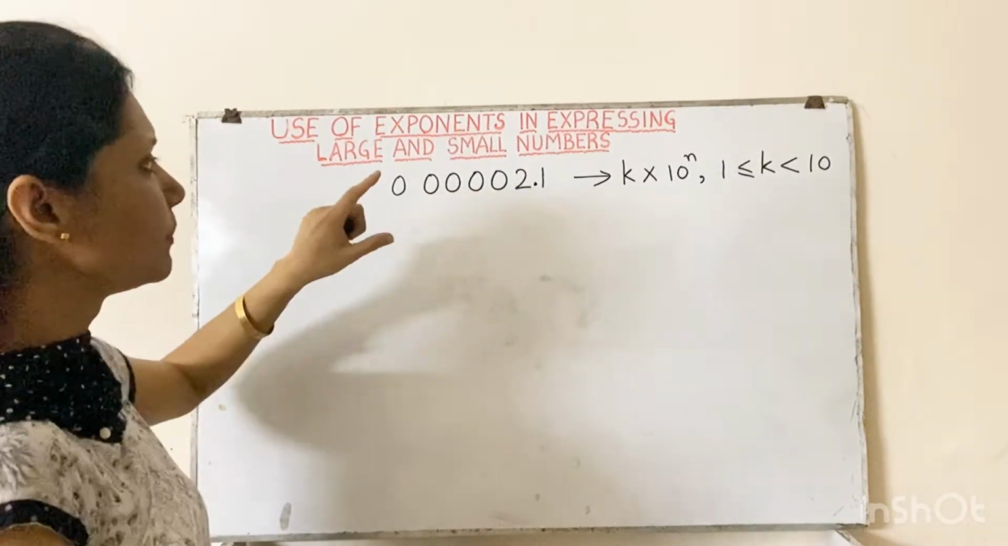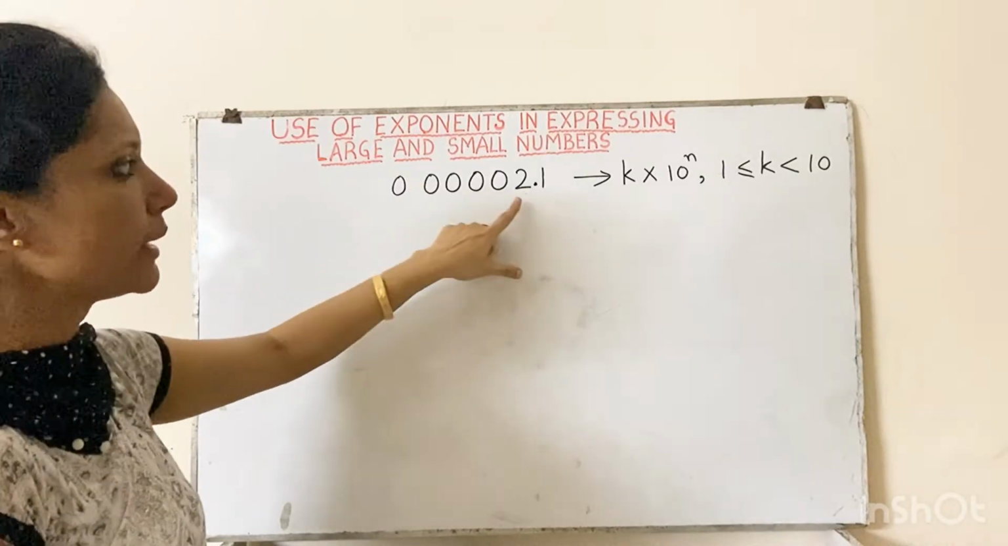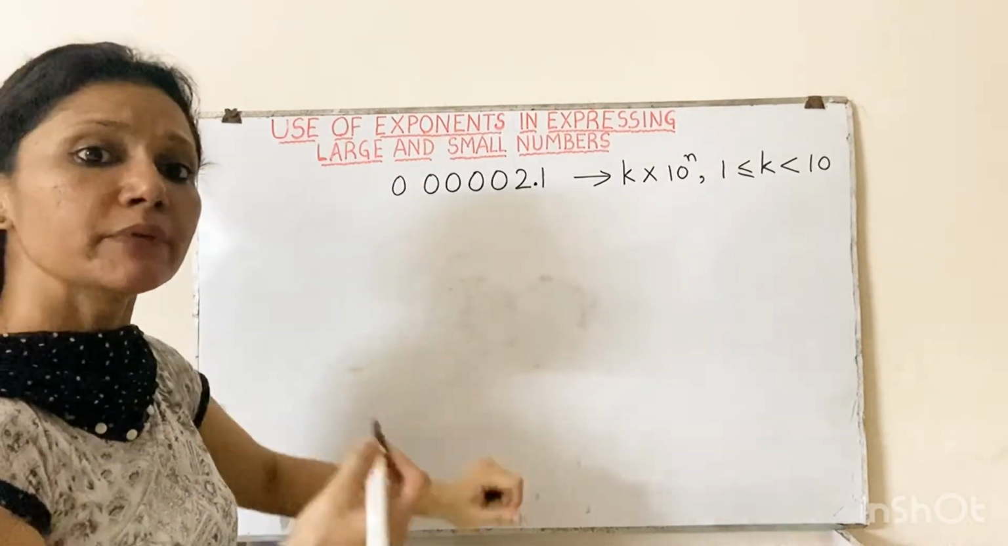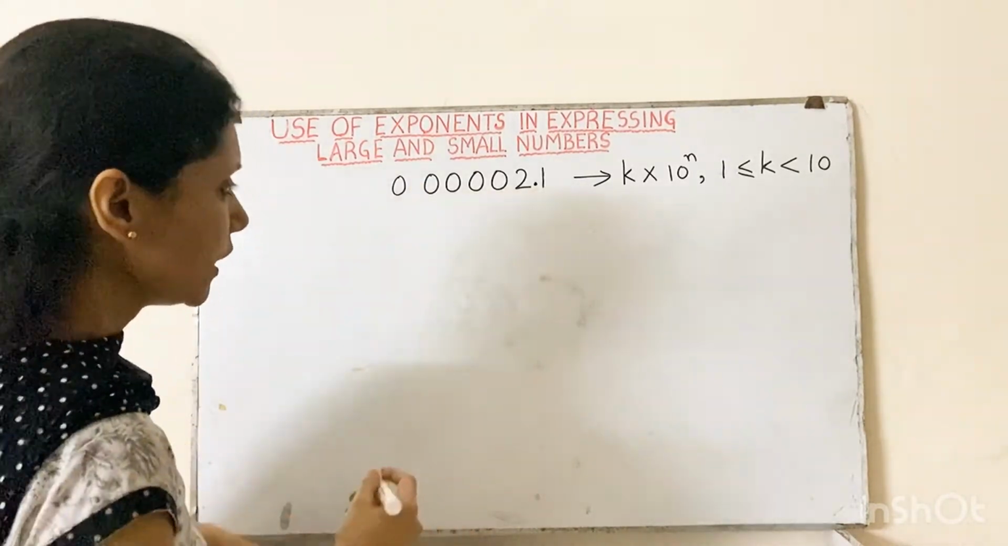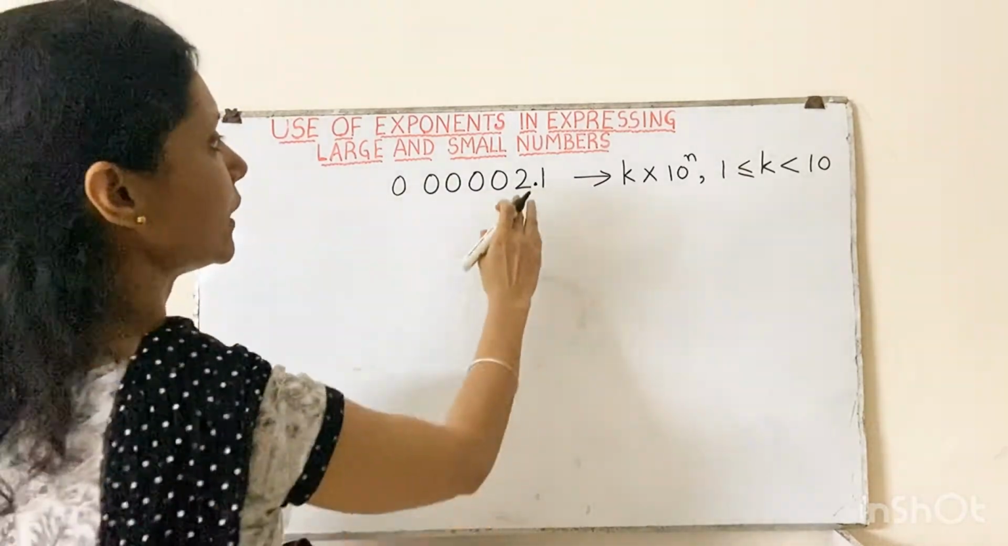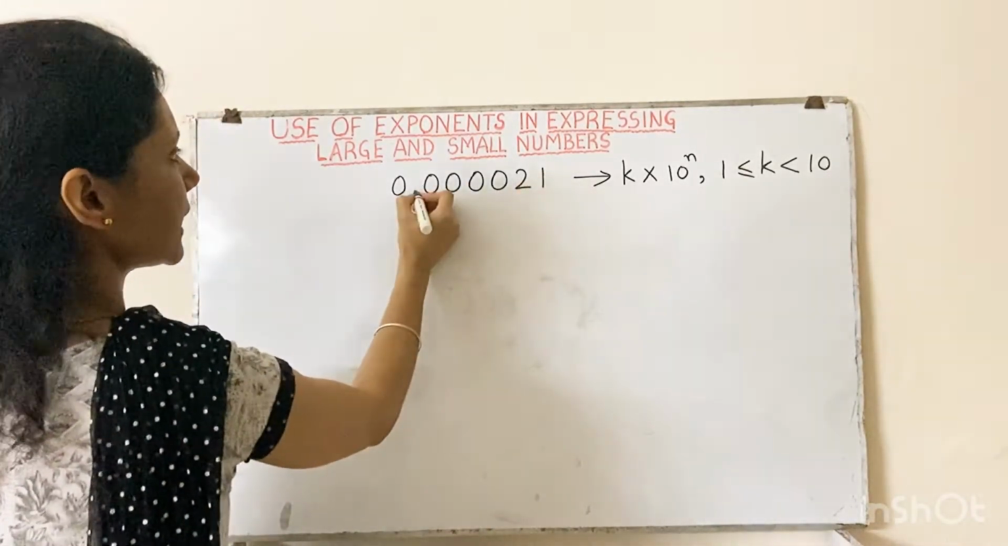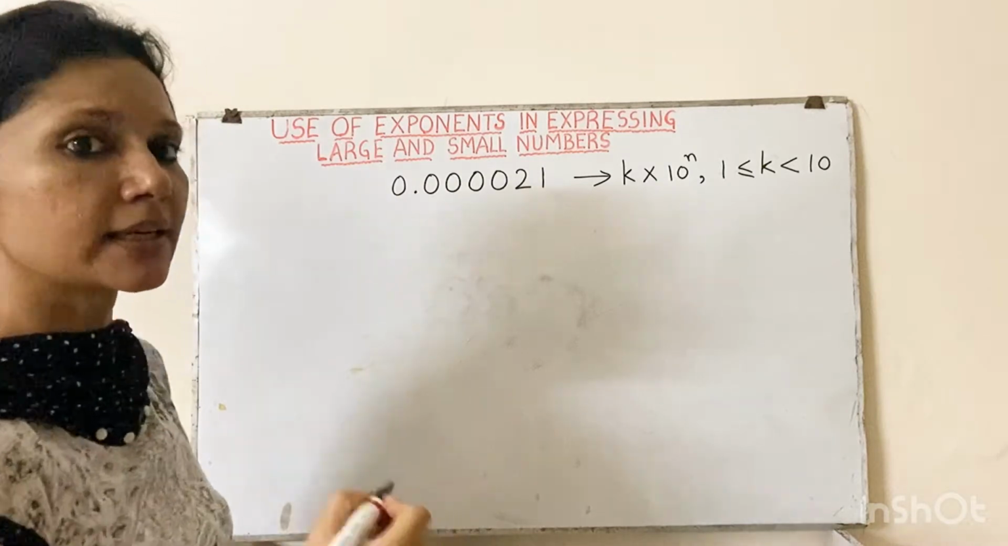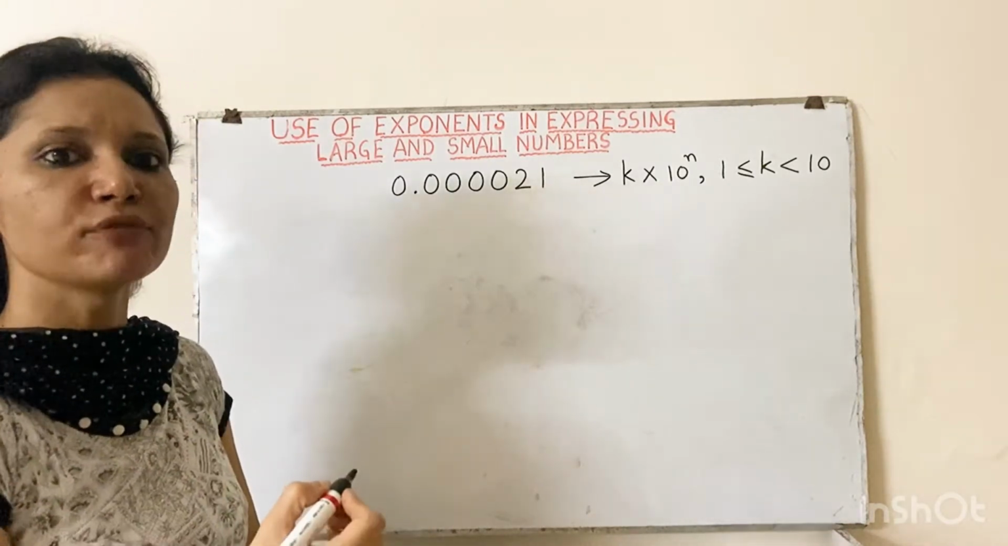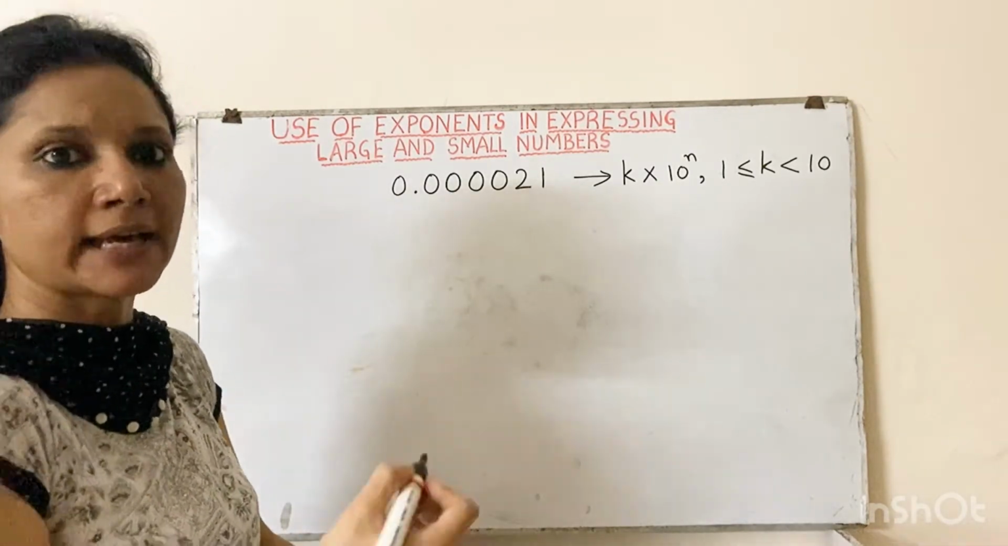But I cannot simply erase the decimal from here and put it here. So how are we going to do that? Here we'll follow the concept that you have studied in your lower classes. What was that concept? The concept of the shortcut method of multiplying with 10, 100 and 1000.